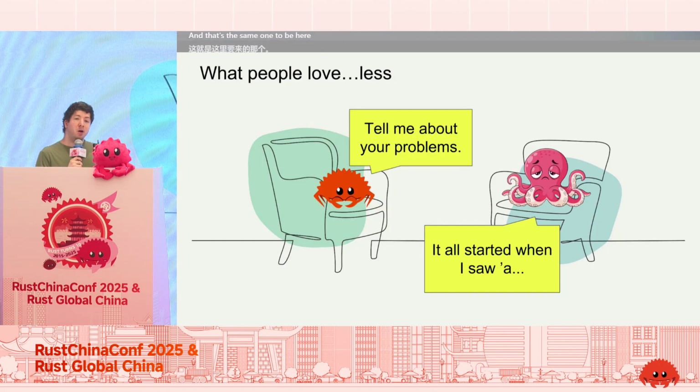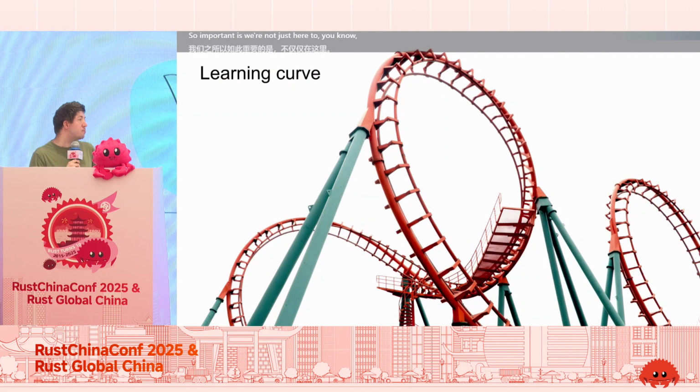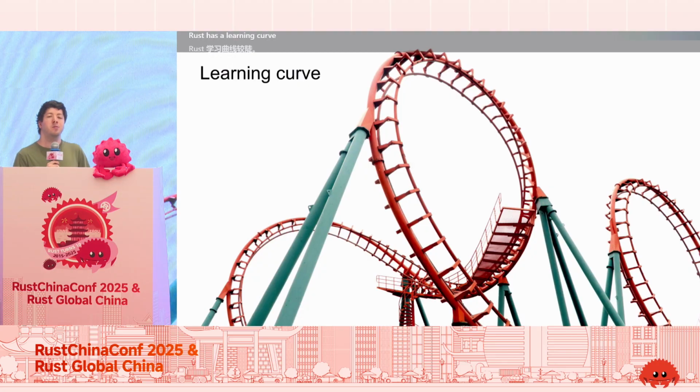All right, but what are some things that people don't love about Rust, right? So importantly, we're not just here to think Rust is the best thing ever. We want to hear about the problems. Rust has a learning curve. It's no secret. We know about it, but it's something that we should keep in mind, and it comes up often.